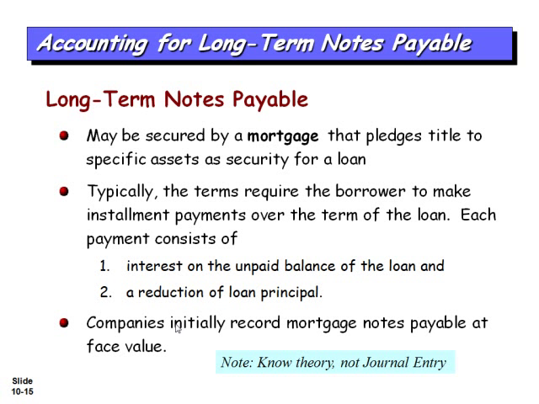Okay, we're done with bonds. Let's look at our last section, which is long-term notes payable. Long-term notes payable could be secured by a mortgage where you tie an asset to the loan as security. They typically require the borrower to make installment payments over the life of the loan. So you will see interest on the unpaid balance of the loan and a reduction of the loan principal. Companies initially record mortgage notes payable at face value.